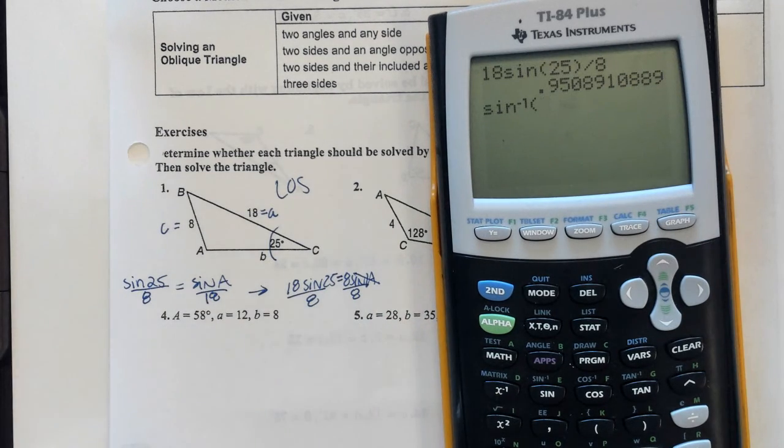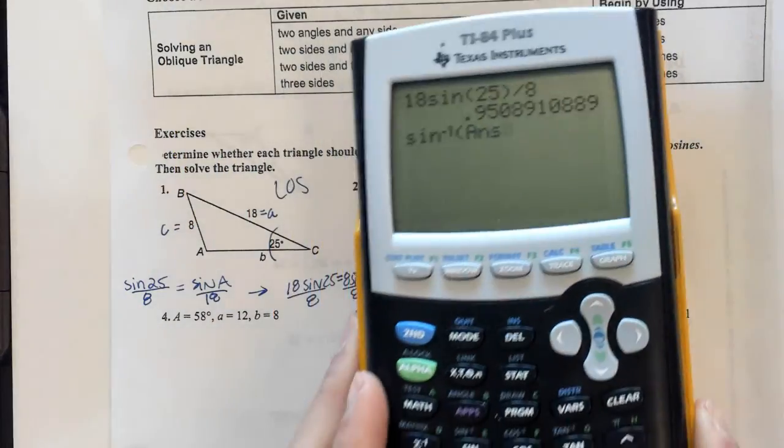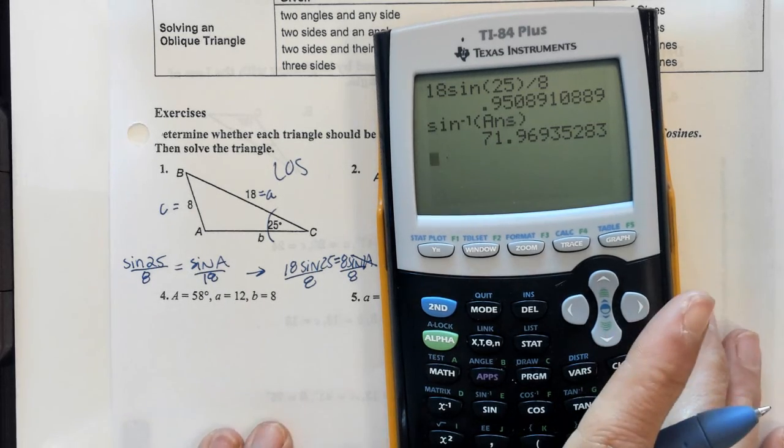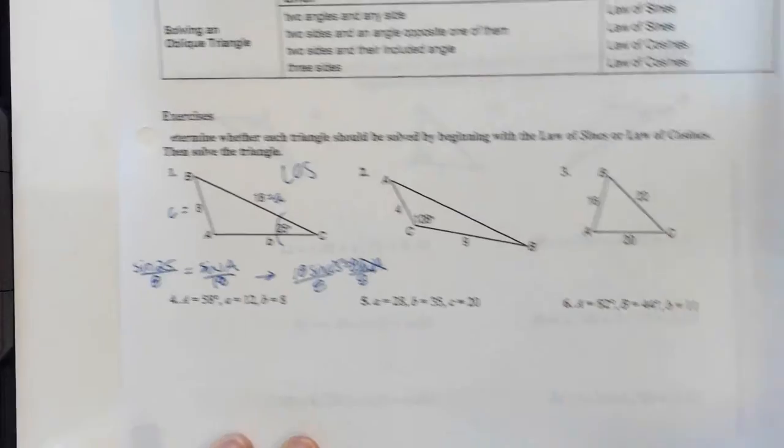But an easier way, instead of typing it in, is to hit what button? Second, and then what? This negative right here, because it has the answer above it. Second, then that negative sign. Then hit enter. Alright, so what did we just solve for? Angle A, and it is what? 72 degrees. Good.